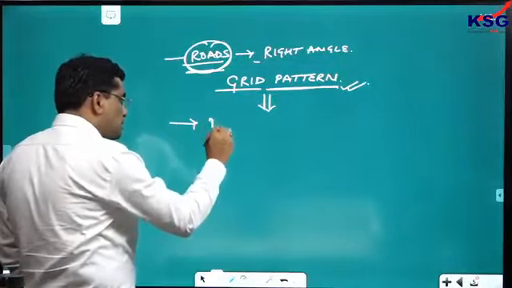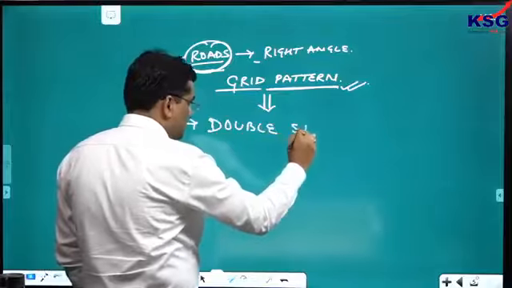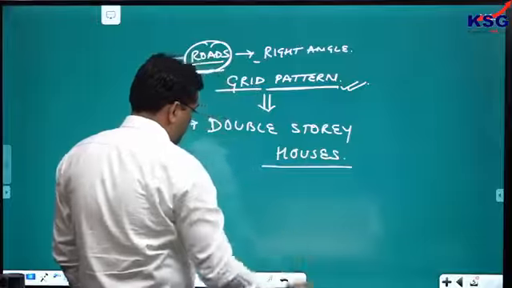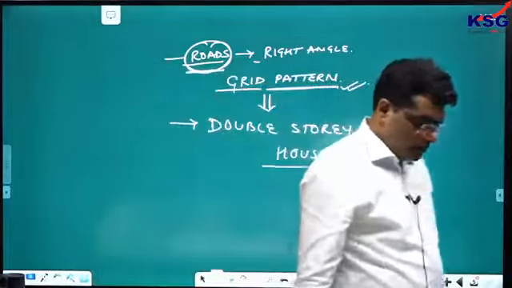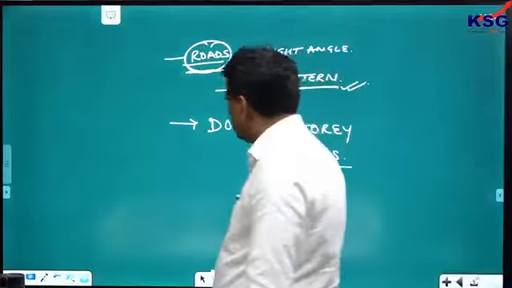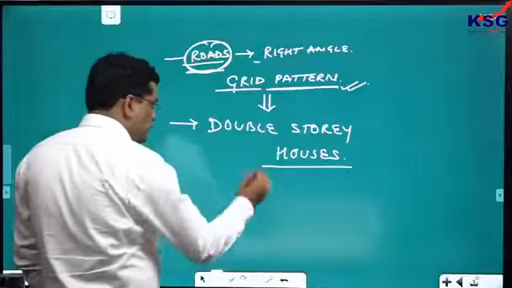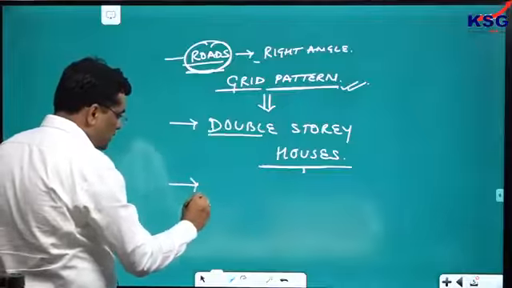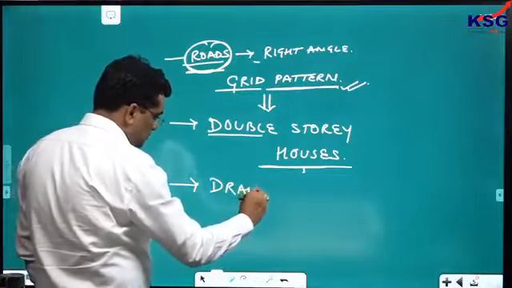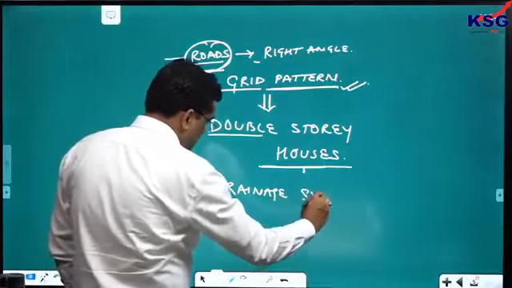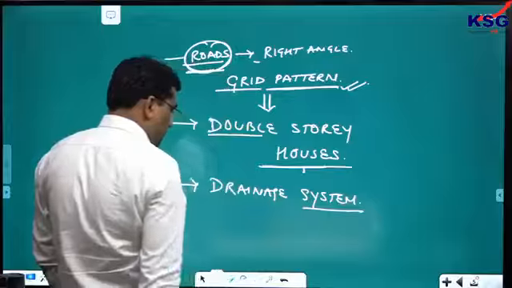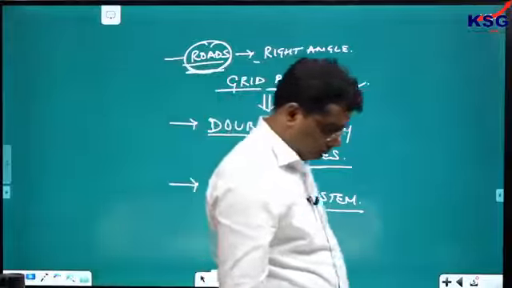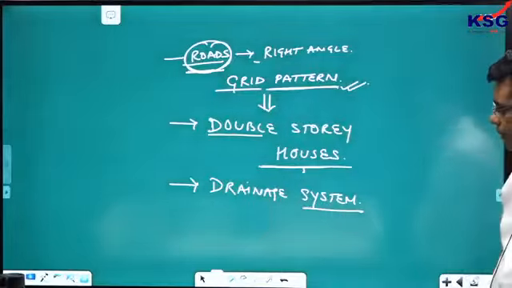There were double-story houses. Double story houses means each house was of double story. There was excellent drainage system.